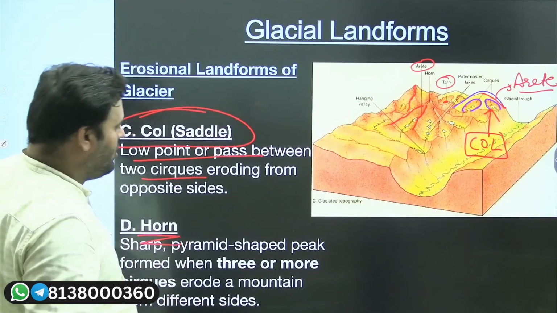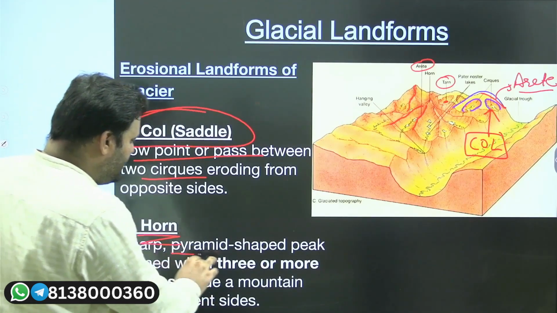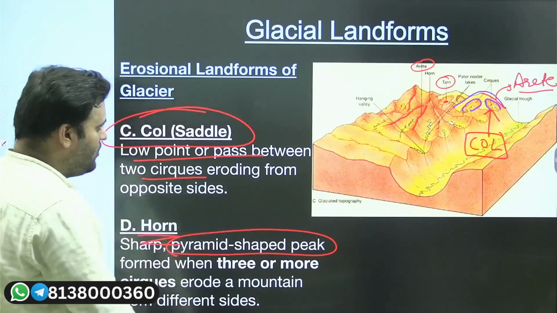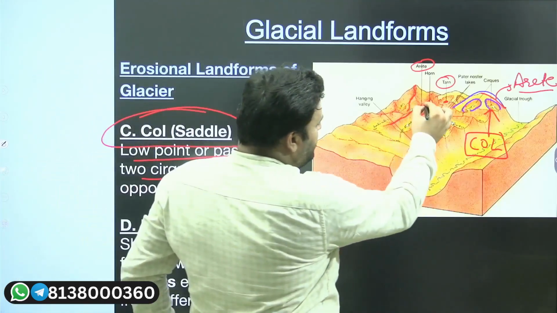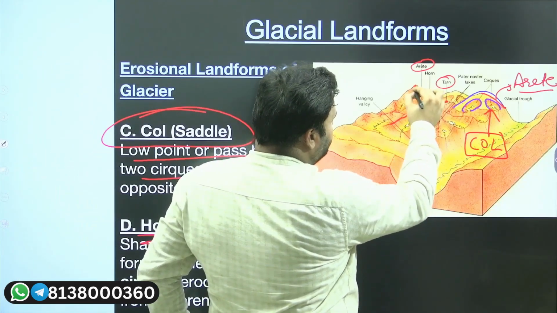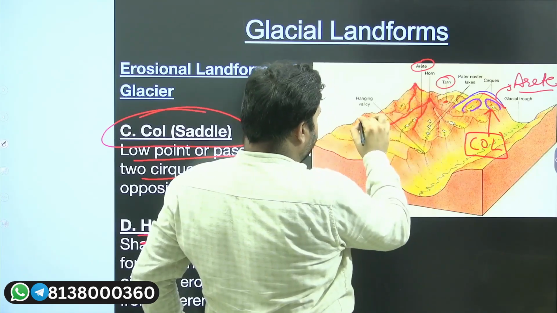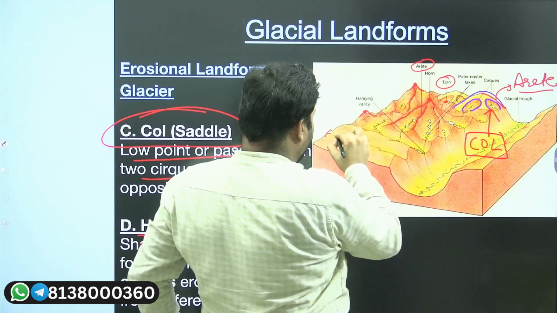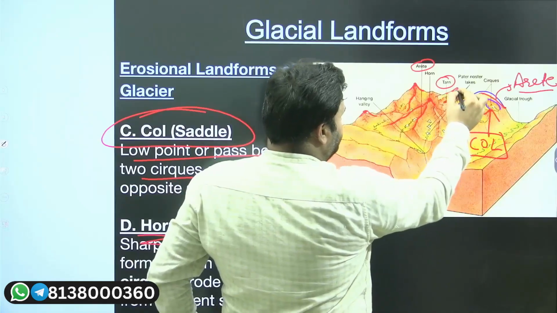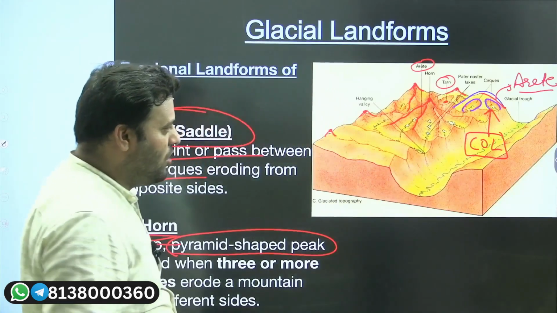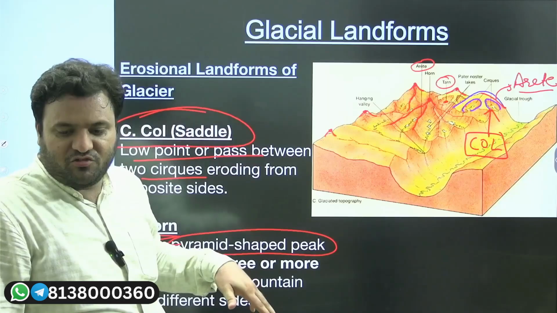So what will be the horn? Horn is basically a pyramidal peak. Here you can see this peak, which has a pyramid-like appearance. So this will be horn. This pyramid shape will be known as horn. And the lowest part will be known as what? Cone.